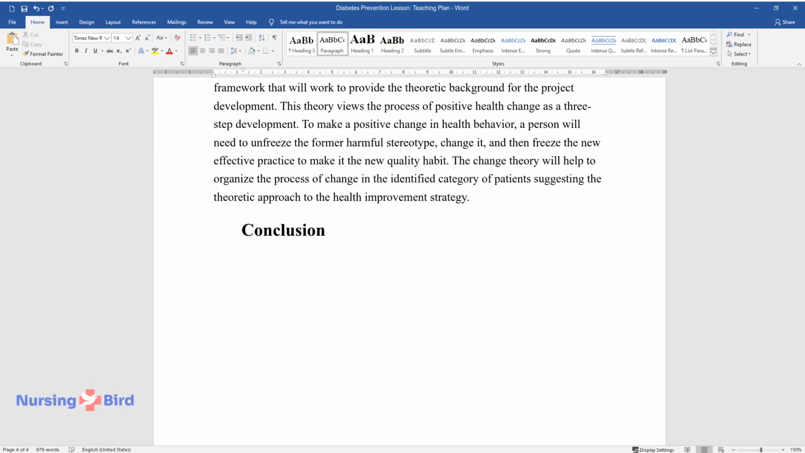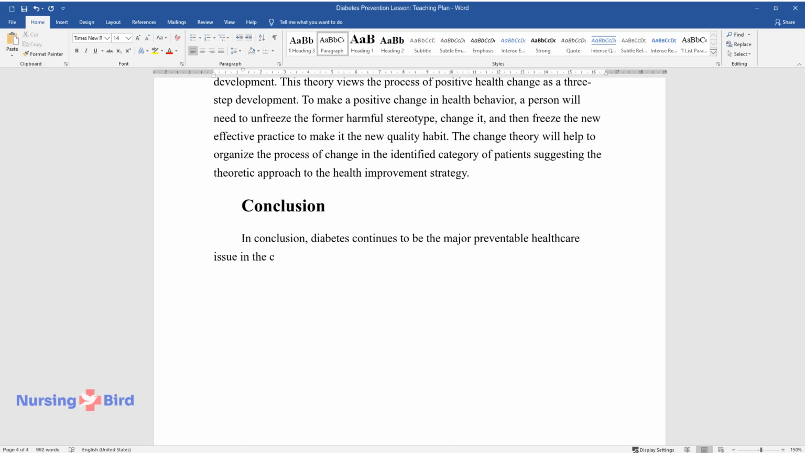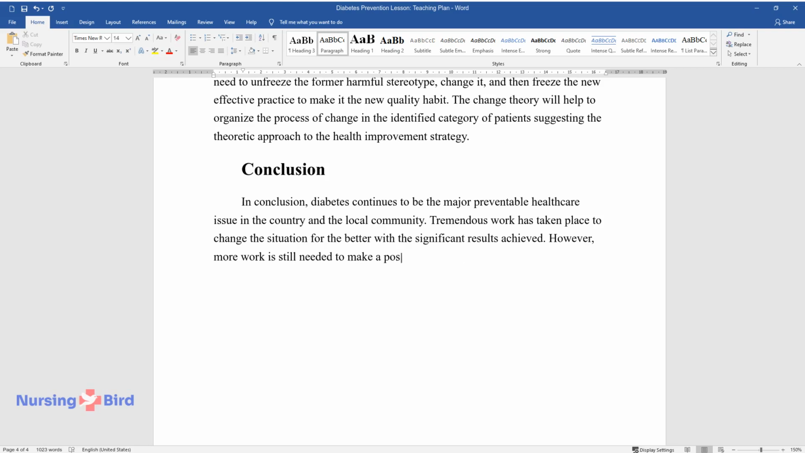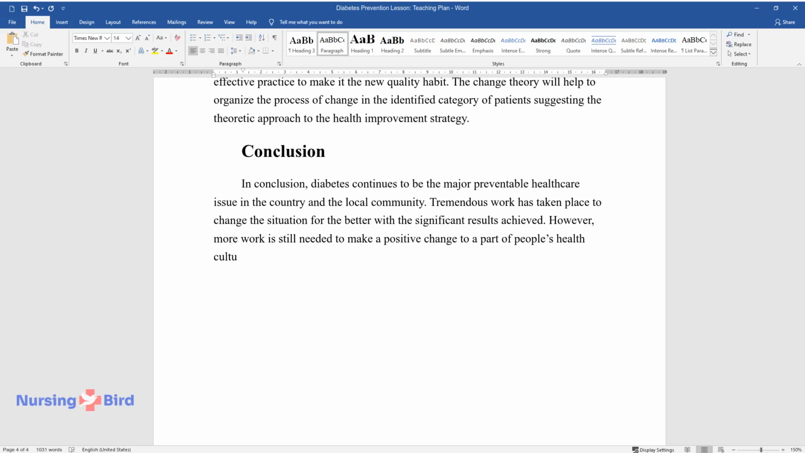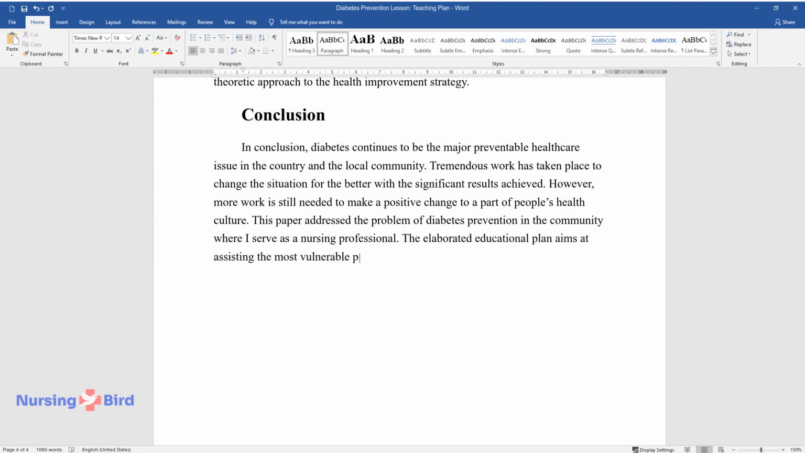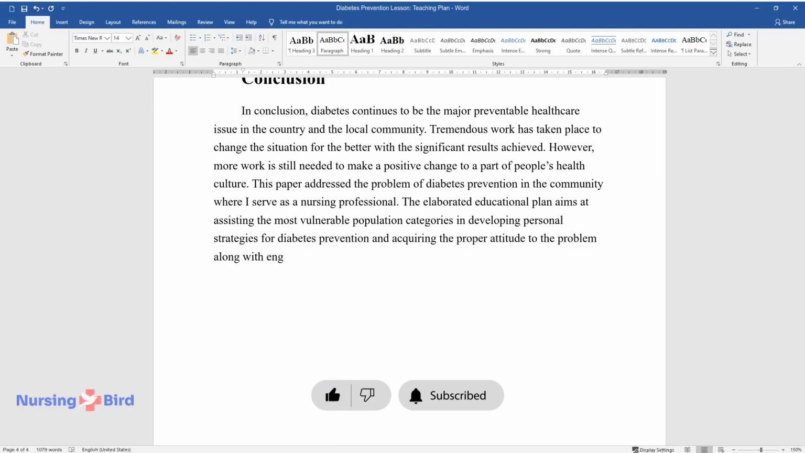Conclusion. In conclusion, diabetes continues to be the major preventable healthcare issue in the country and the local community. Tremendous work has taken place to change the situation for the better with the significant results achieved. However, more work is still needed to make a positive change to a part of people's health culture. This paper addressed the problem of diabetes prevention in the community where I serve as a nursing professional. The elaborated educational plan aims at assisting the most vulnerable population categories in developing personal strategies for diabetes prevention and acquiring the proper attitude to the problem along with engagement and commitment.